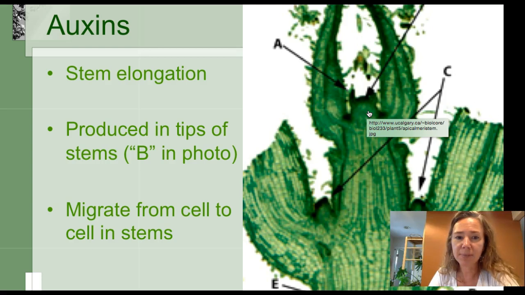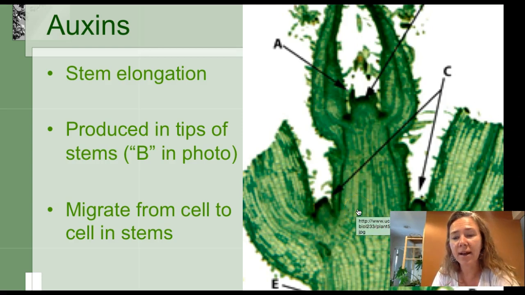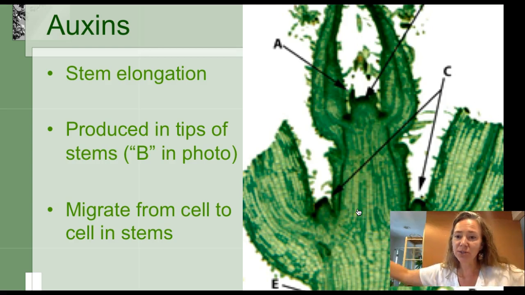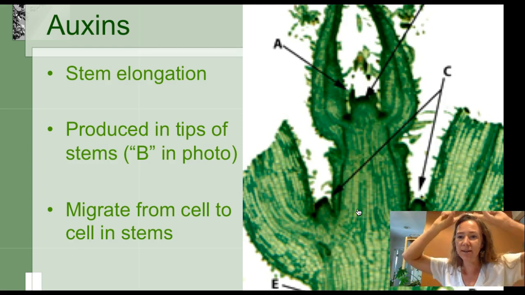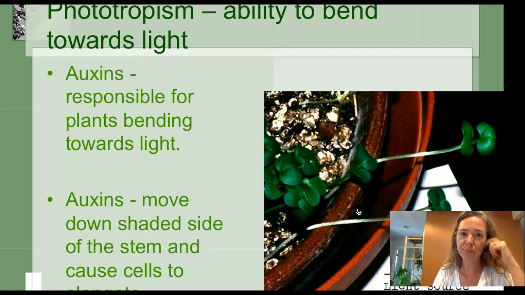It's produced in the tips of the plant and it can migrate. It can go from cell to cell to cell. When we pinch back the top of that, we get rid of that need for a plant to grow as tall as we can. And instead, another hormone, cytokinins, that are produced in the roots tell the plant to grow bushy, to grow lateral branches instead of the apical one.